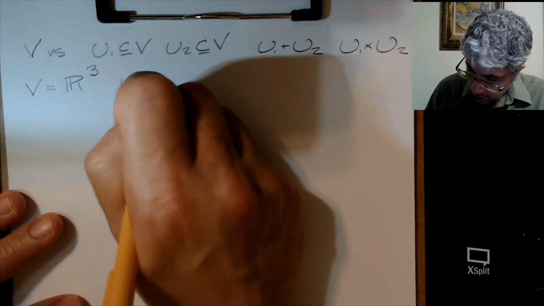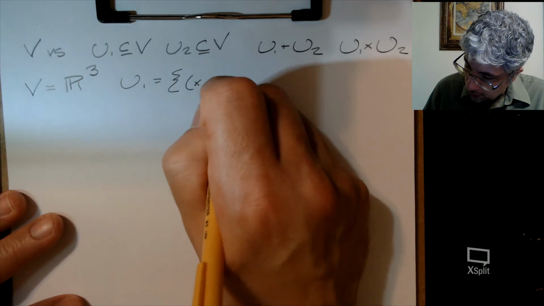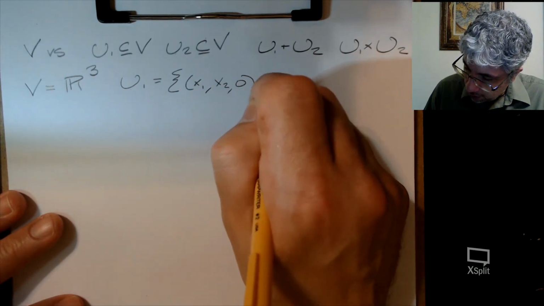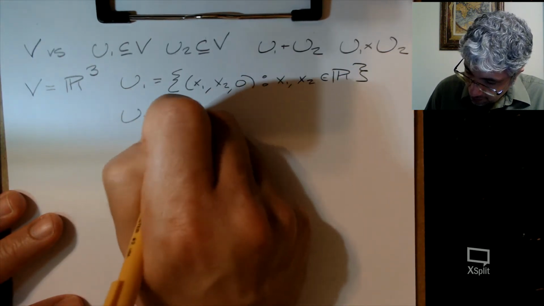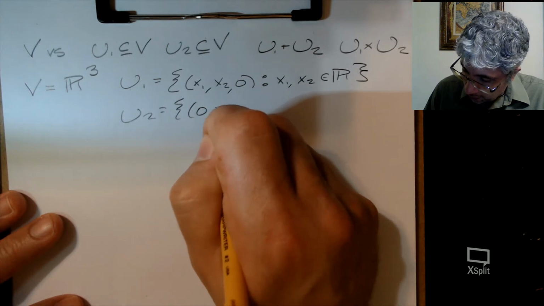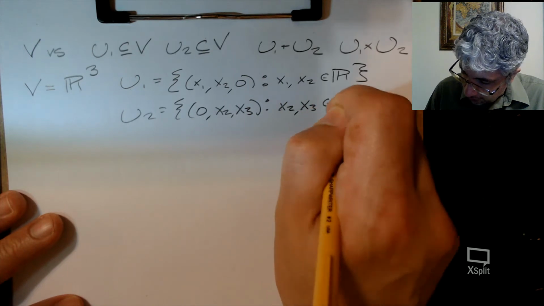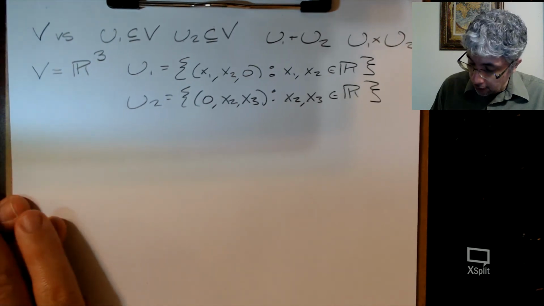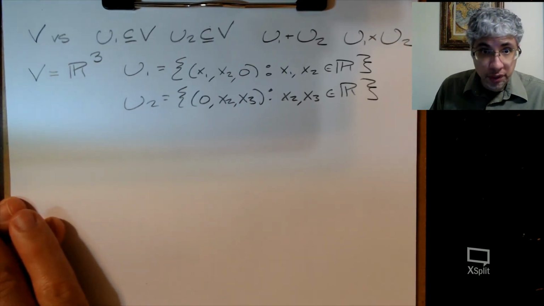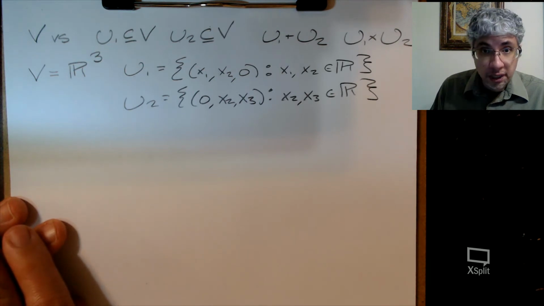And let's let U1 be the set of all (x1, x2, 0) so that x1 and x2 are reals. And let's let U2 be the set of all (0, x2, x3) so that x2 and x3 are reals. So these are both subspaces of V. And we could take the direct sum of U1 and U2, but we could also take the direct product of U1 and U2. So what happens if I take the direct product of U1 and U2?